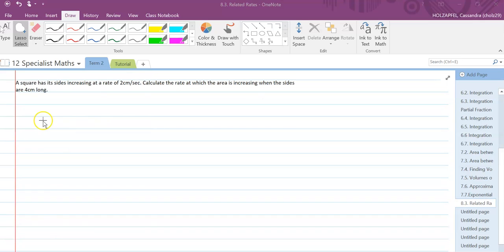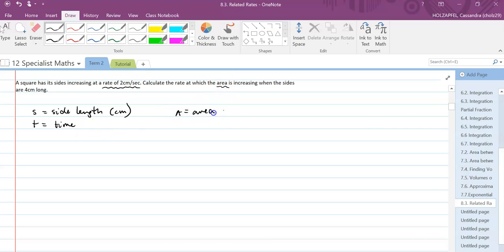Let's do another quick example here. A square has its sides increasing at a rate of 2 centimeters per second. Calculate the rate at which the area is increasing when the sides are 4 centimeters long. Okay, let's start off with what we have and what we need to know. We already know that the side is increasing at 2 centimeters per second. So let's call S our side length, in centimeters. Then we're going to have T equal to time. And we're going to find this with respect to the area. So A is going to represent the area, in centimeters squared.